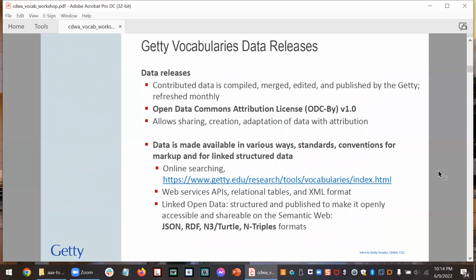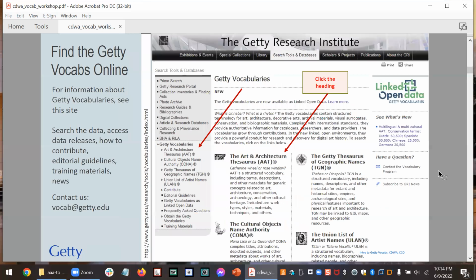We then release the vocabularies, again on the website you can see more details, but basically the contributed data is compiled by the Getty Vocabulary Program, merged, edited, and then published, refreshed monthly under the Open Data Commons Attribution license. And this is made available in various ways. There's an online search, web services, APIs, relational tables, XML format, and LOD formats.